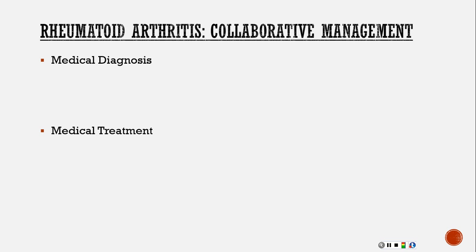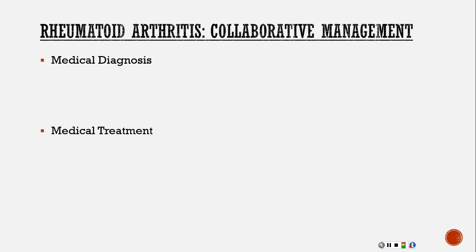Next, you've got a CRP level is going to go up, or C-reactive protein. Again, that's just another sign we talked about of inflammation. All right, so those are our diagnostic tools that are used to diagnose rheumatoid arthritis.